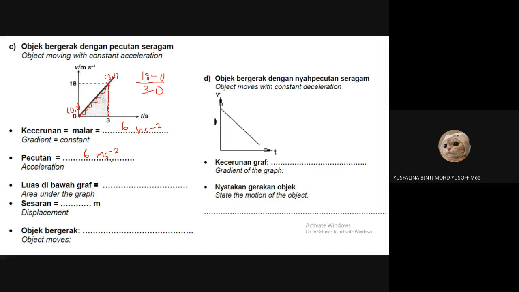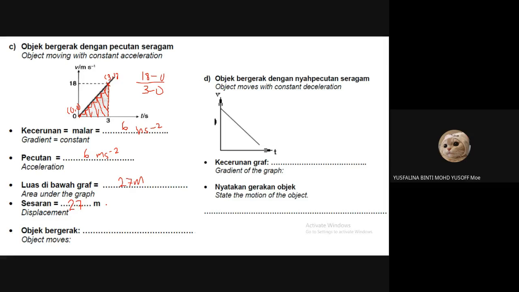How about the area under the graph? What is the area under the graph here? This is a triangle, right? So I shade it for you. Please calculate the area under the triangle. For this one we use the triangle formula, half multiplied by base multiplied by height. 27 meters, good. So you put here 27 meters. And then what is the displacement here? The area under the graph is equal to displacement. So the displacement is 27 meters.